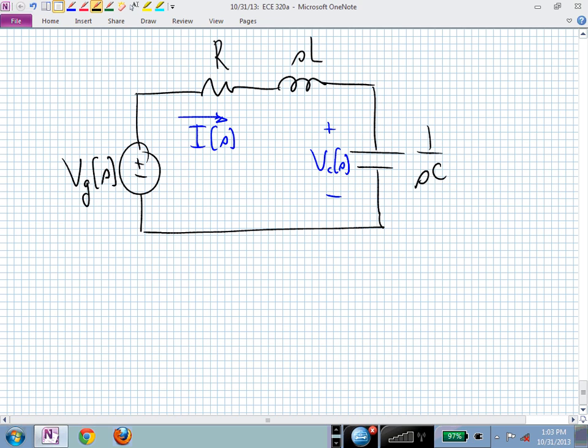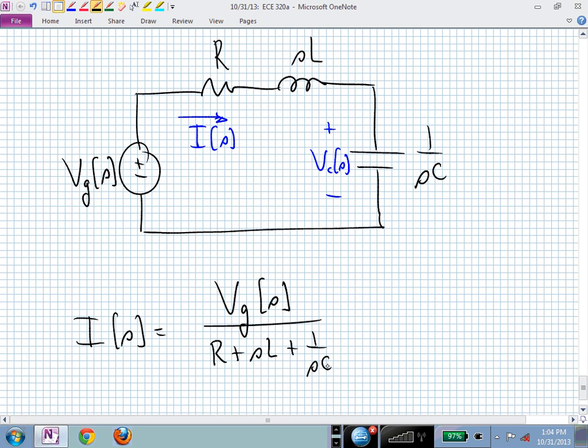If we had 3 resistors right there, how would you solve for the current? You would add all those resistors up and divide them into the voltage source, wouldn't you? Well, that's exactly what we're doing, except we're doing it with these impedances. So I of S, this series current, is just V sub G of S over R plus SL plus 1 over SC.